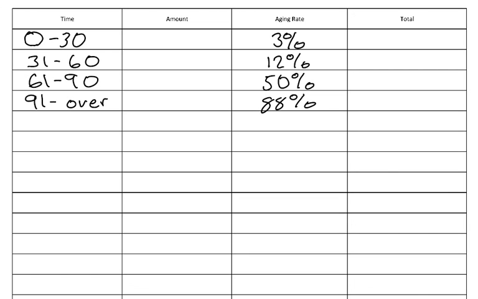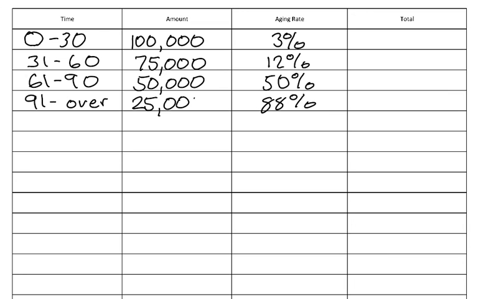All right, now we need the numbers. Okay, so now we need the amounts. For 0 to 30, the company had 100,000, I'm sorry, in accounts receivable. From 31 to 60 days, they had 75,000 in accounts receivable. For 61 to 90 days, they had 50,000 in accounts receivable. And 91 days and over, they had 25,000 in accounts receivable.